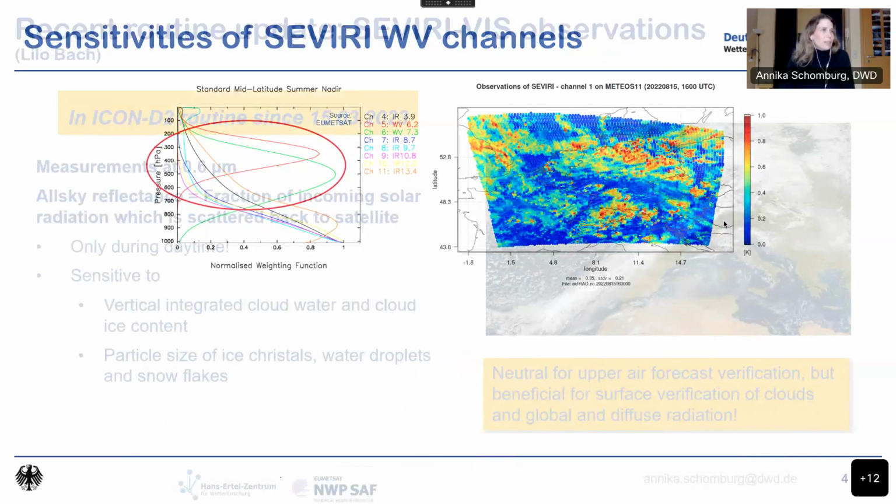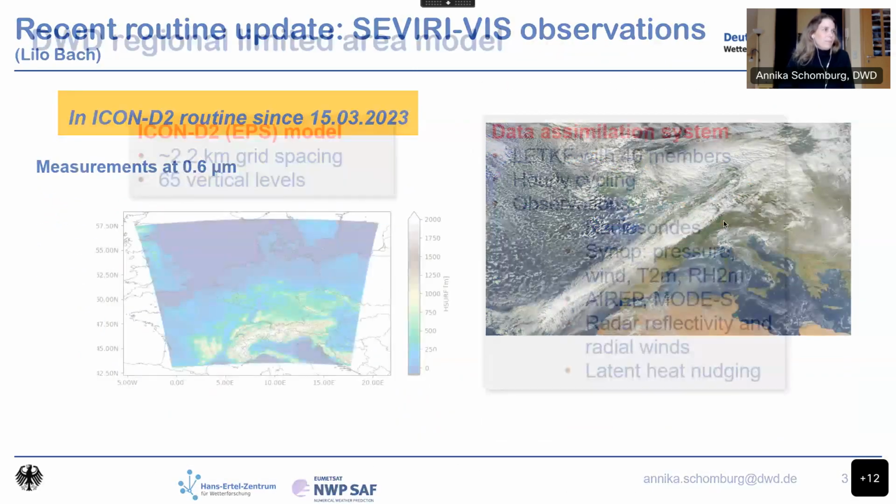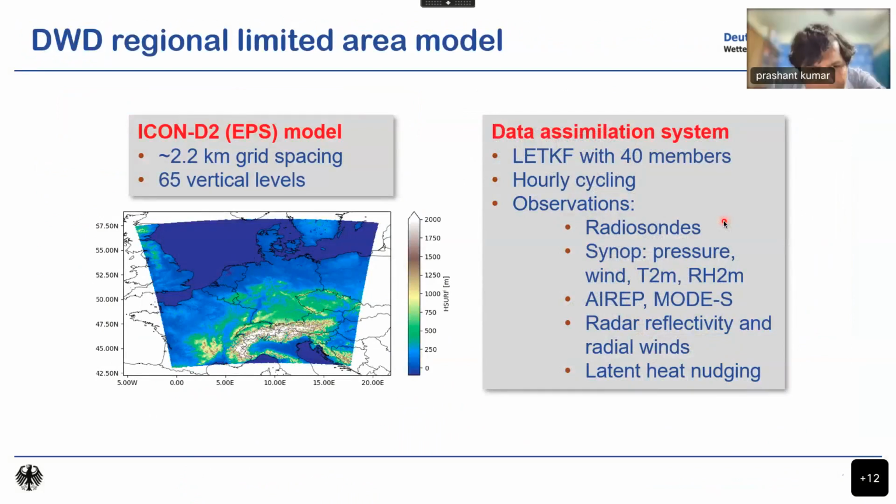Okay, so next question is, do you assimilate the SEVIRI all-sky radiance product or the data at original resolution? Yeah, this is not the all-sky product, but this is at original resolution, which I then thin to 4x2 SEVIRI pixels.